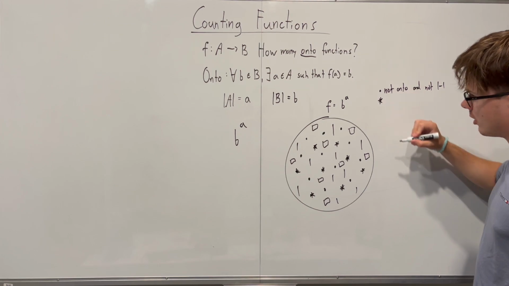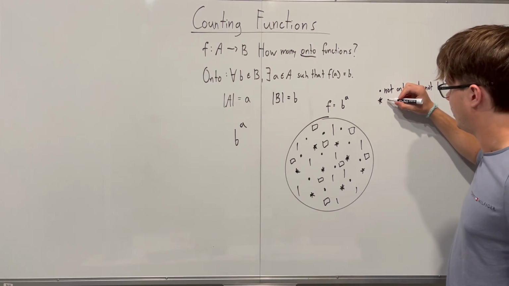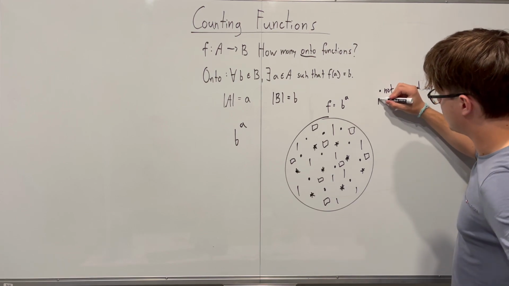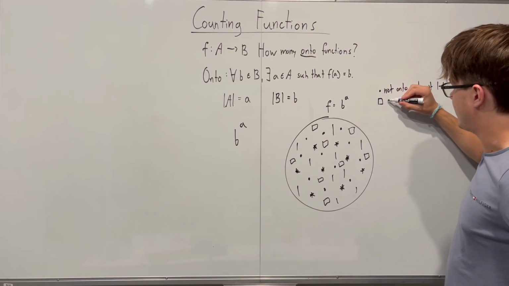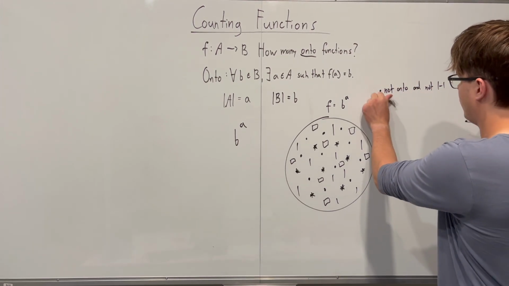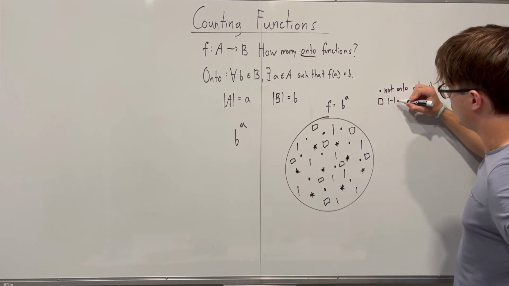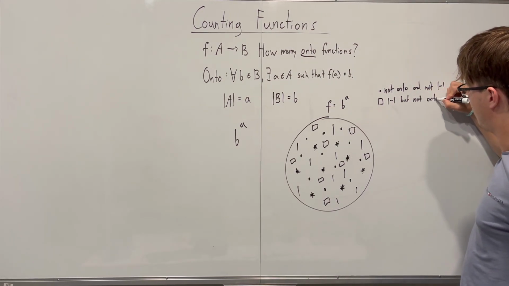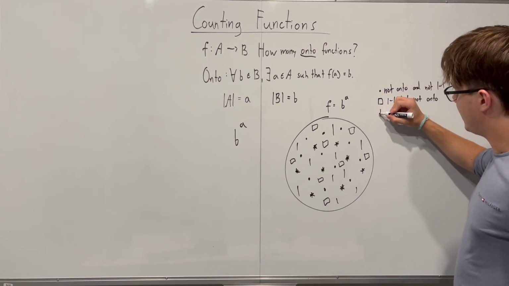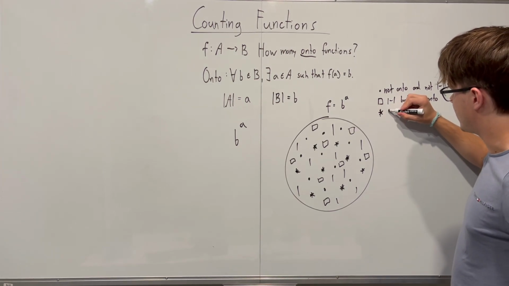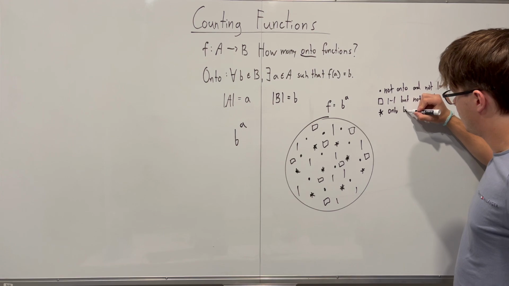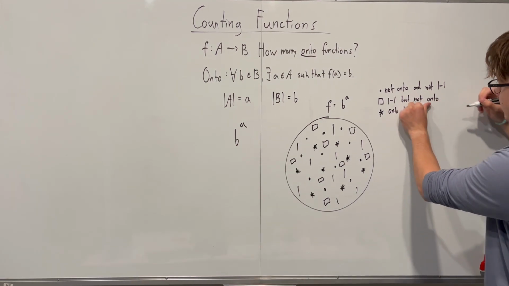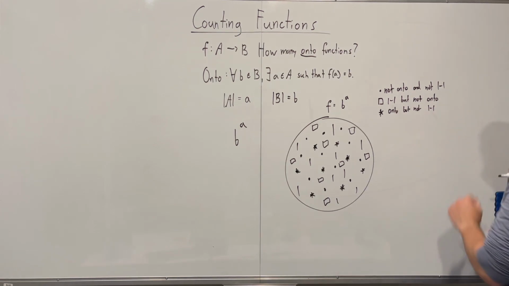We'll label the star to be functions that are, actually no, we'll leave the star for later. Let's say the square is going to be functions that are one-to-one but not onto. We'll say the star is going to be functions that are onto but not, oh, I'm using the symbols for one-to-one, not the words, one-to-one.